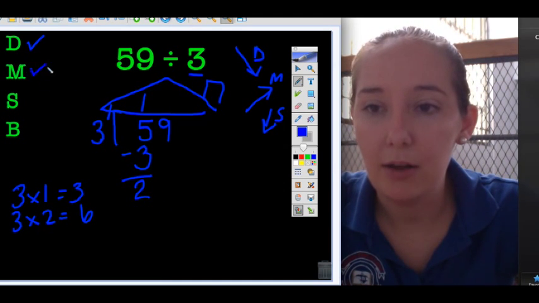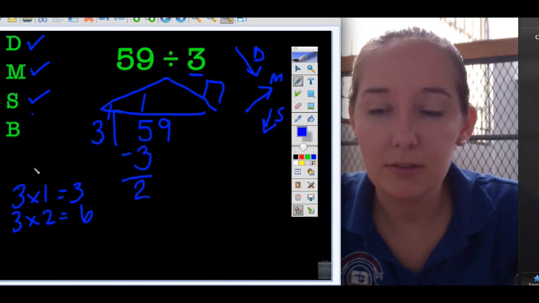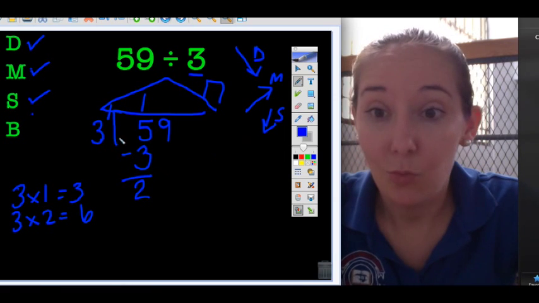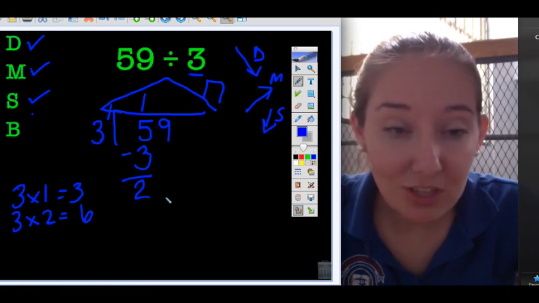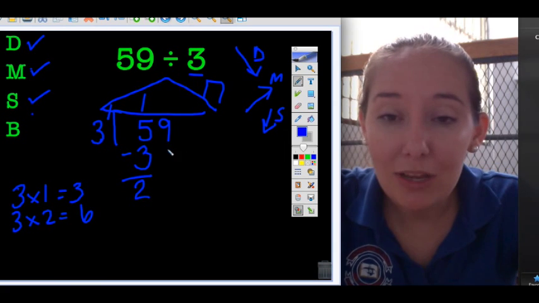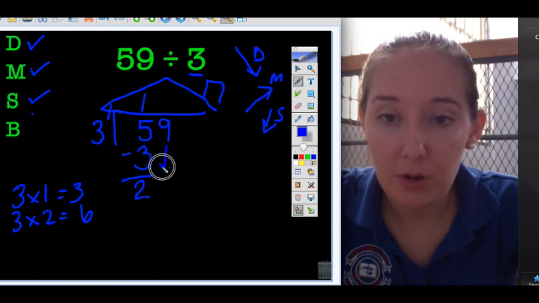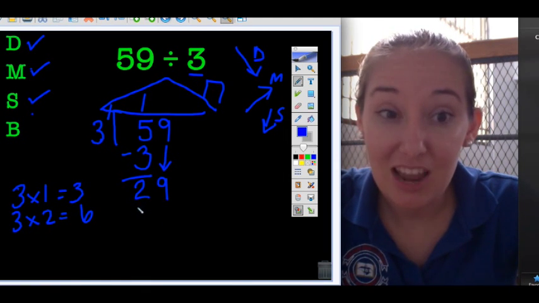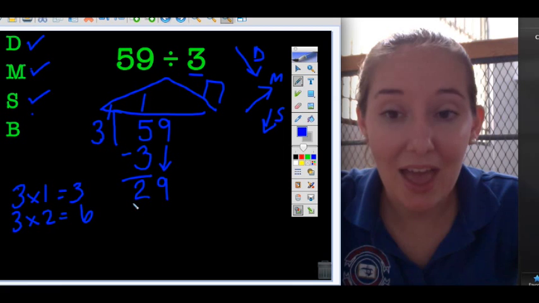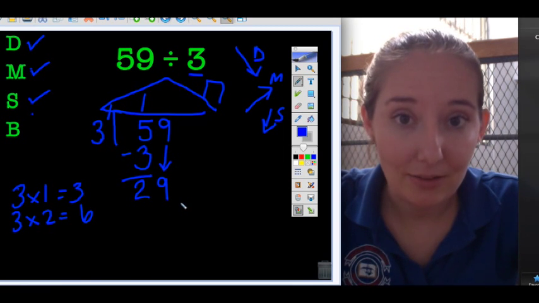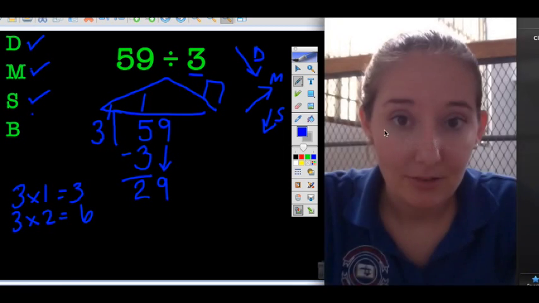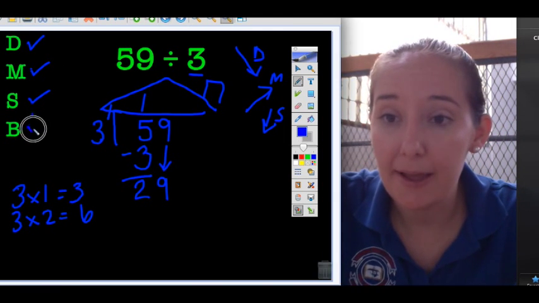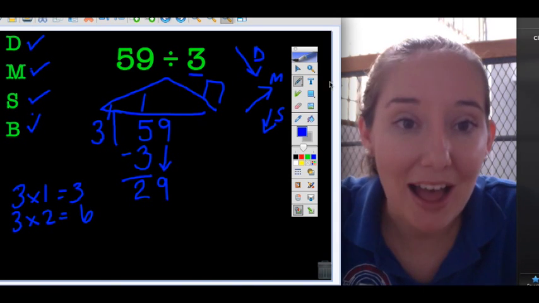So we multiplied. We subtracted. What comes next? B, we need backup, bring down, backup, okay? We can't do 3 into 2. 2 is too small. It doesn't fit. So we need to call for backup. We need to bring our 9 right down here. So we no longer just have 2 or just 9. We have 29. Okay, so we're going to need to go back to the top of our checklist. All right, we did the backup. We're going to need to divide again.